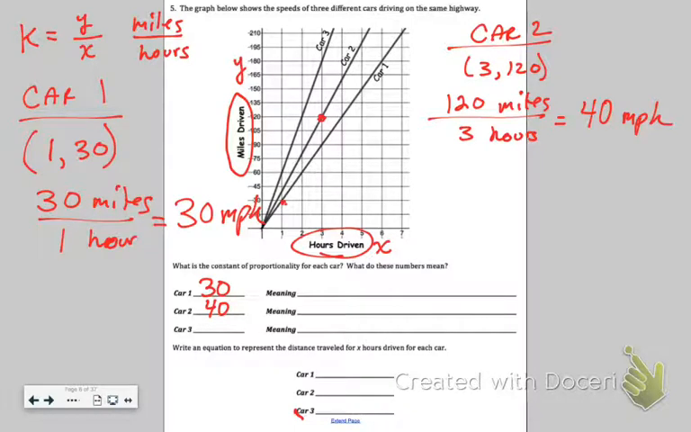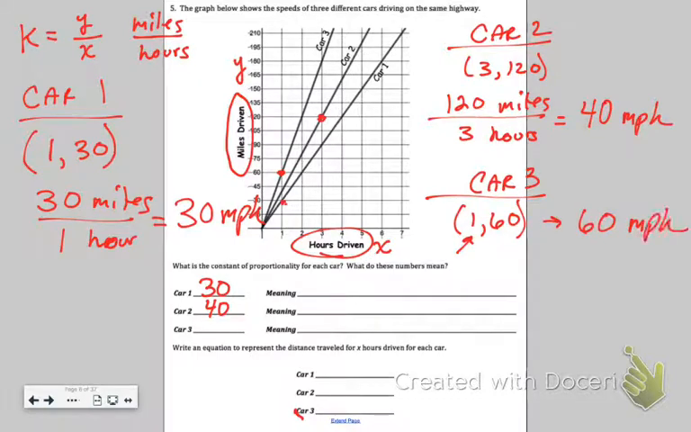Car 3 is easy again because I see right away I have a point at 1 hour. So I can jump right to my unit rate in this case. My ordered pair here is (1, 60). Remember, the ordered pair that represents the unit rate has a 1 for an x. So in this case, I see it was 60 miles per hour.